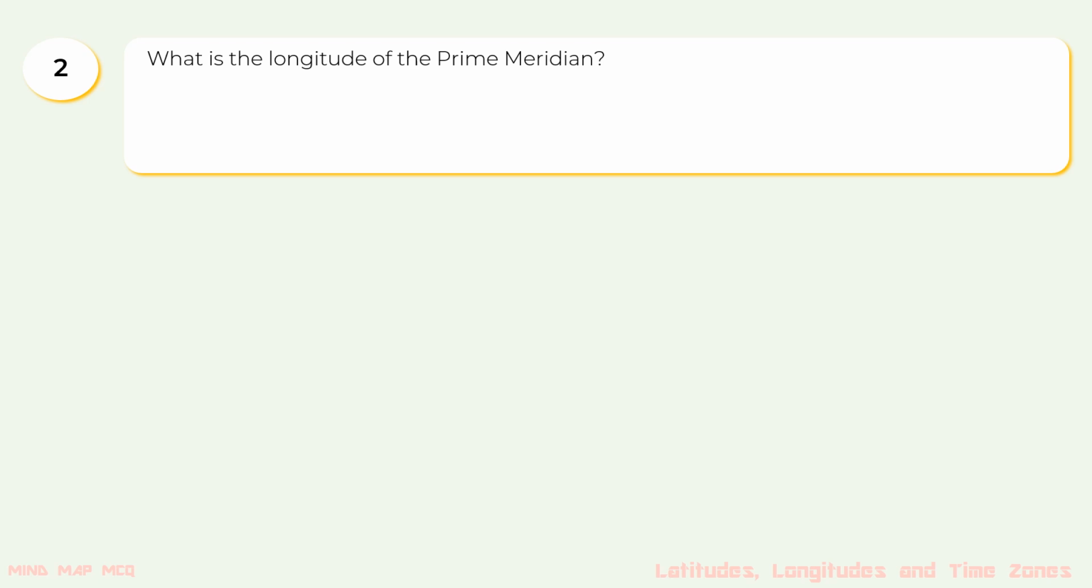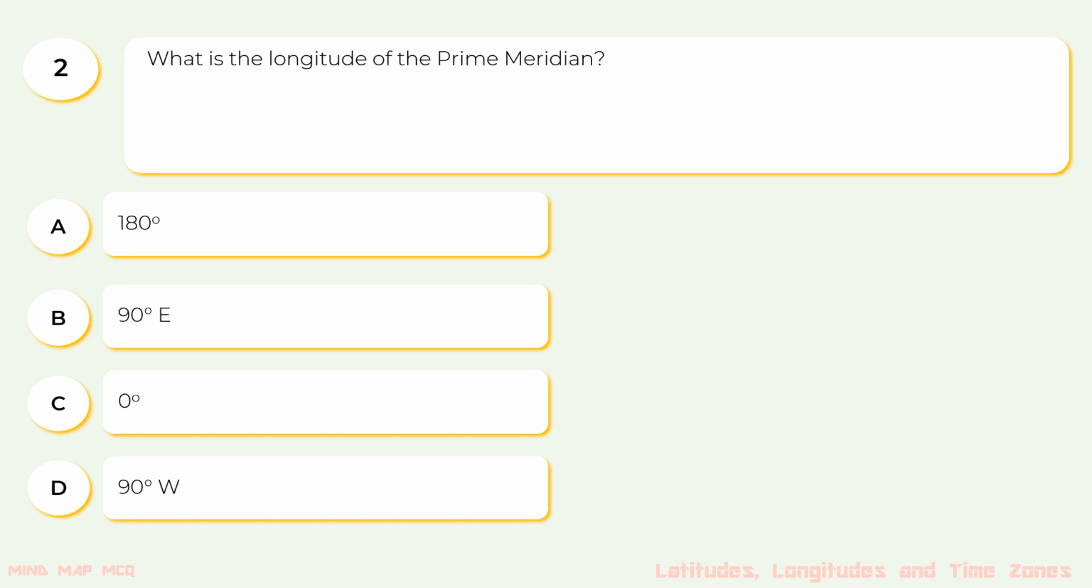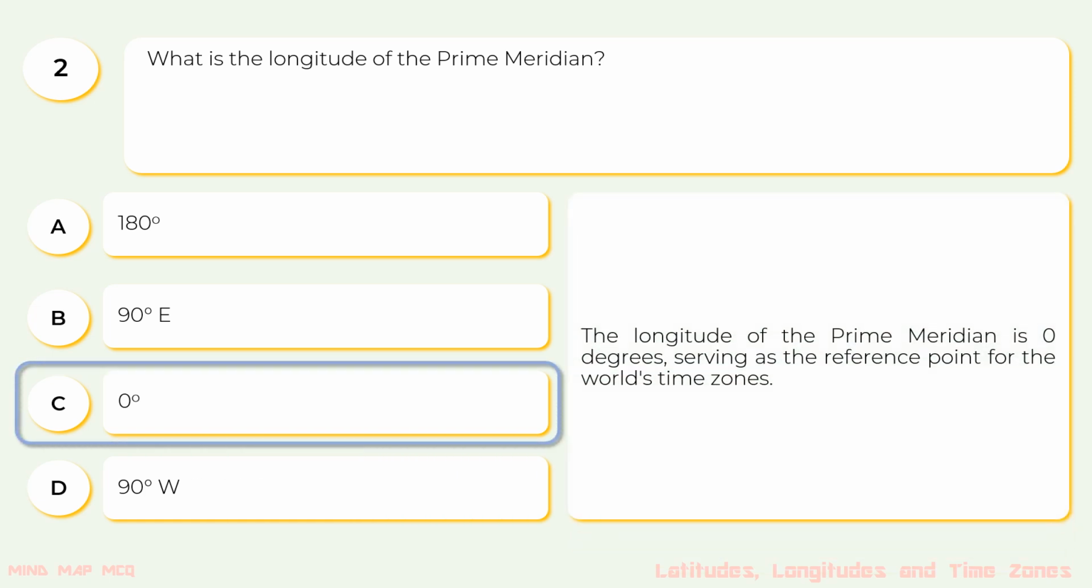2. What is the longitude of the Prime Meridian? The options are A, 180 degree, B, 90 degree east, C, 0 degree, or D, 90 degree west. The correct option is C, 0 degrees. The longitude of the Prime Meridian is 0 degree, serving as the reference point for the world's time zones.